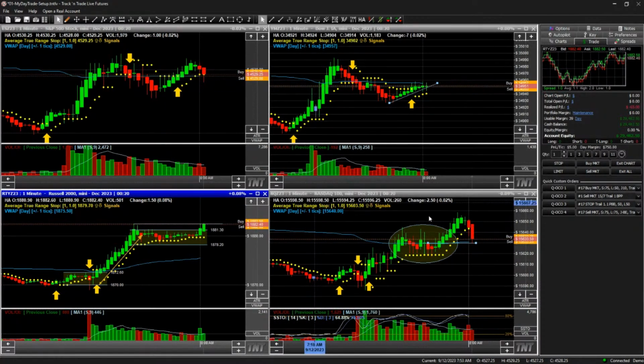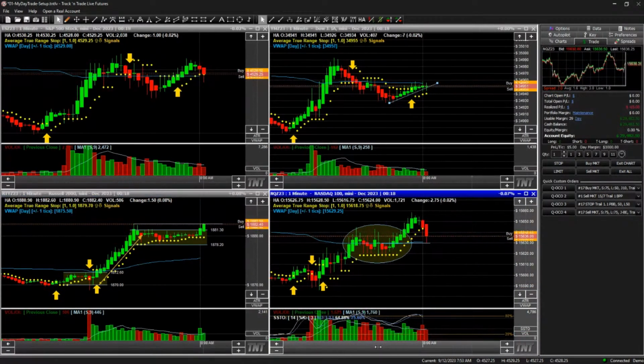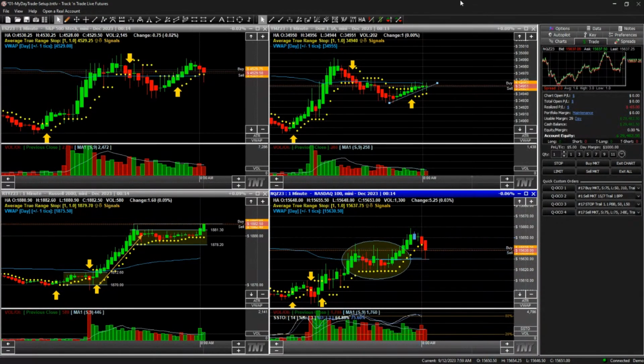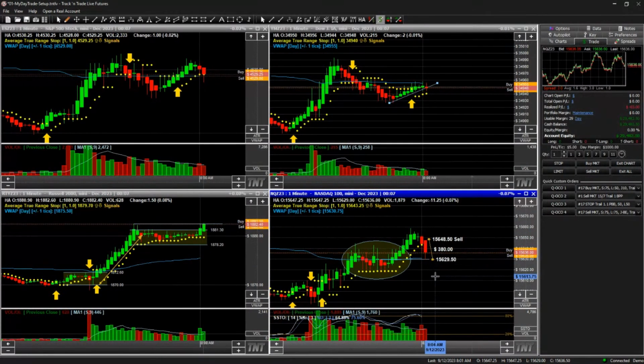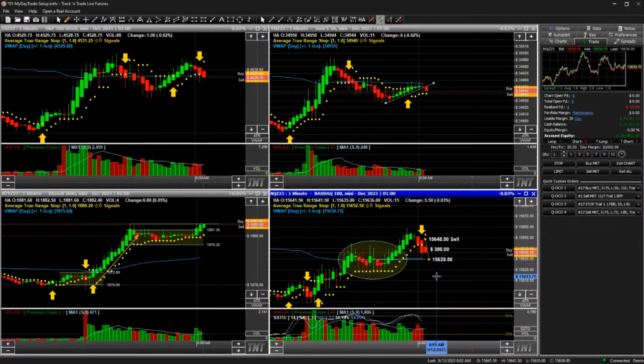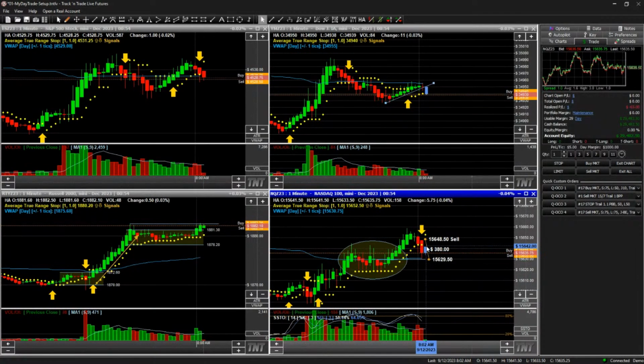Okay, so we're getting this little pullback ABC pattern. It's kind of a scary one because it's so big. Because what we do is we put our stop behind the price bar that we get in on, so that would be a $380 risk. That's just a big market right there. Of course, if we're right and it takes off and goes once again, oh, now it just broke the average true range. It's no longer bullish. It's now bearish, coming down, touching the VWAP.